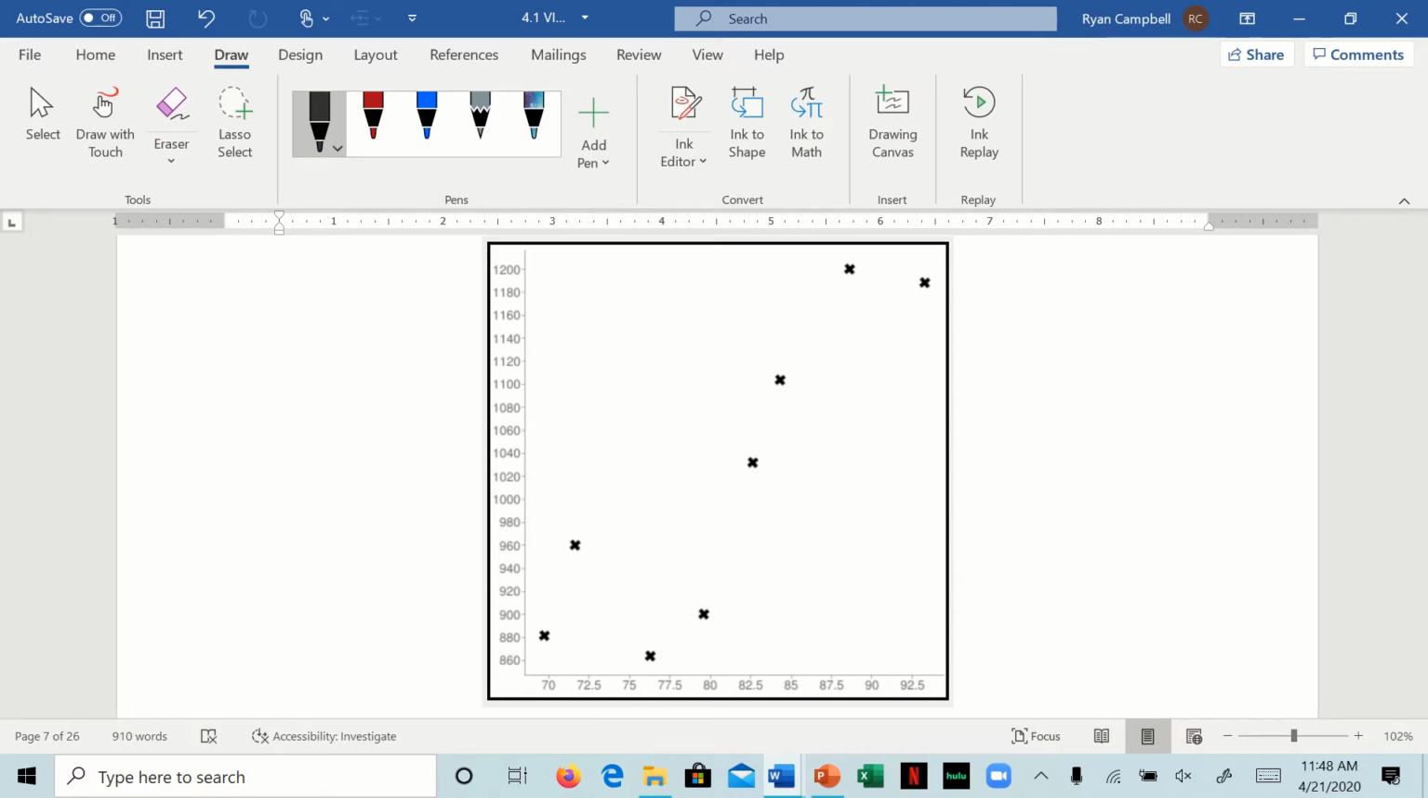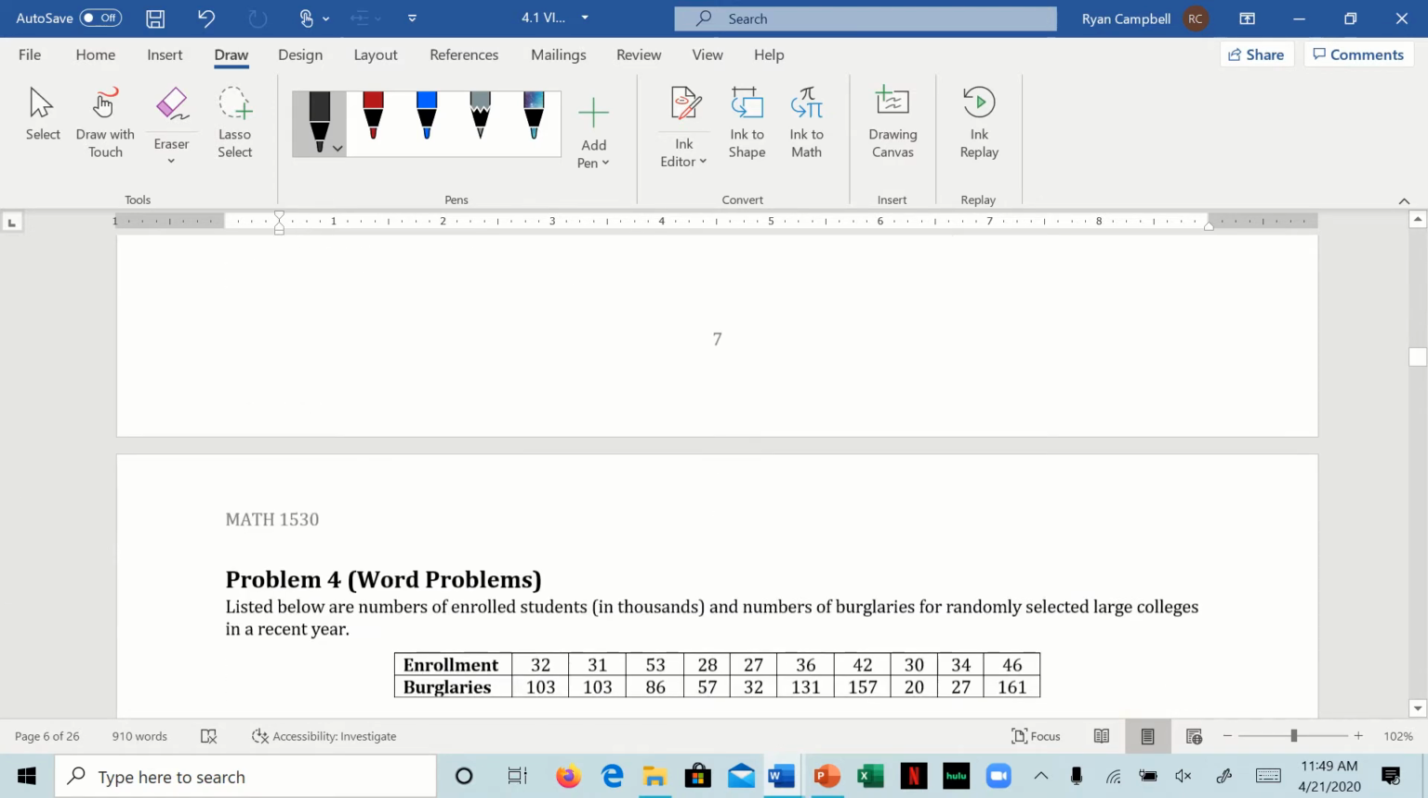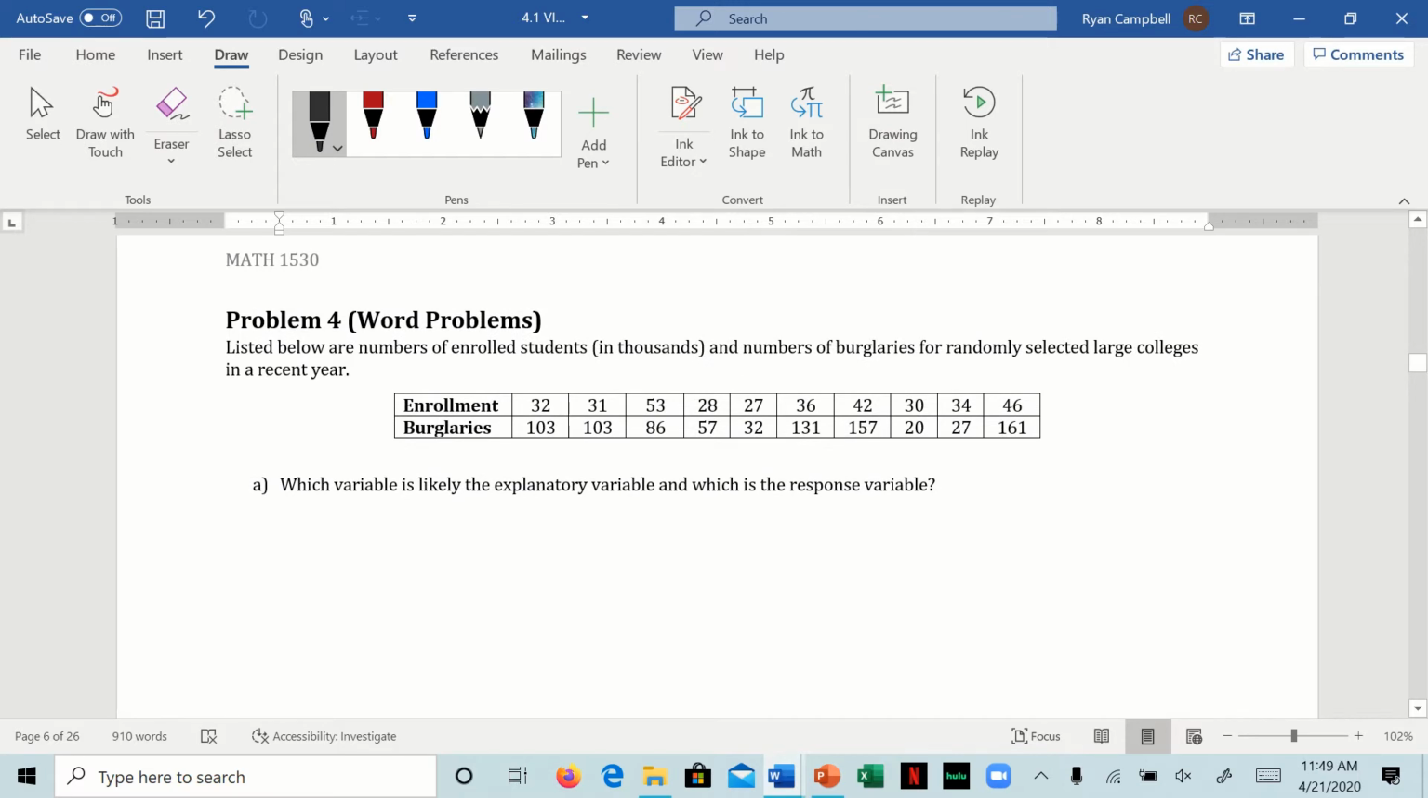Again, if not, just double check. Make sure that you typed in all of your stuff right. A lot of times, some people will accidentally put like 933 instead of 93.3, and that'll change everything drastically. So just make sure you typed in everything correctly. All right, again, skipping part C and D, let's move on to problem number 4.